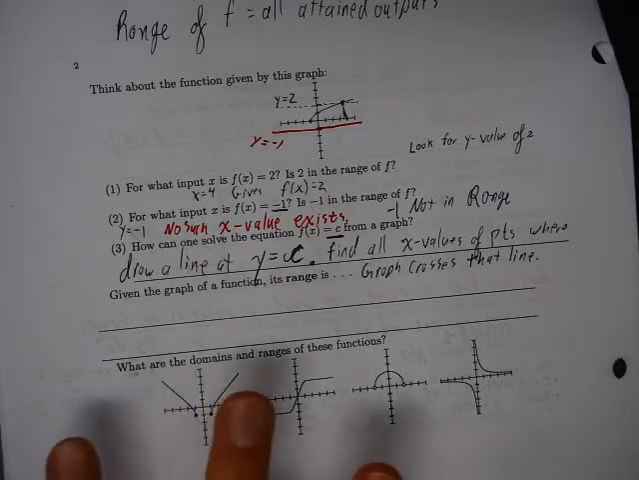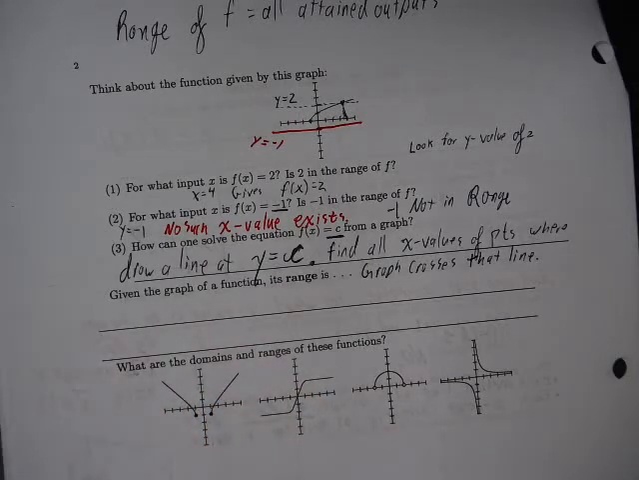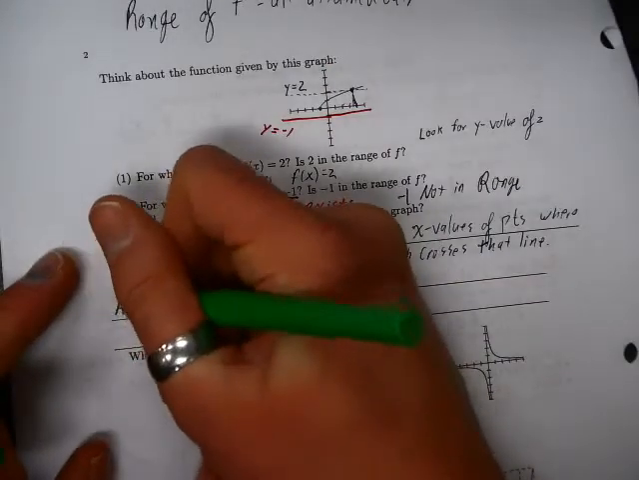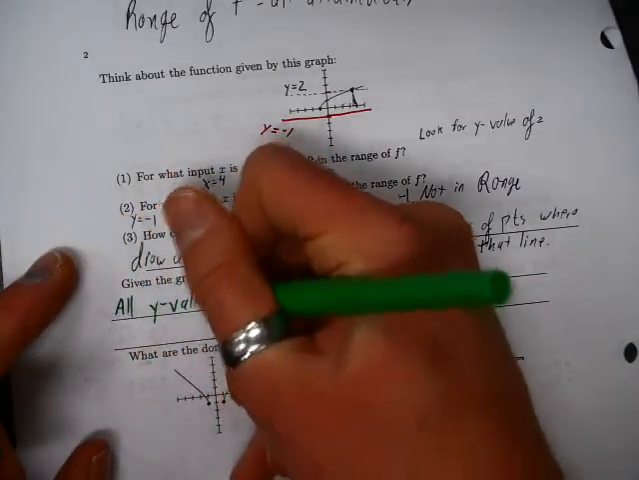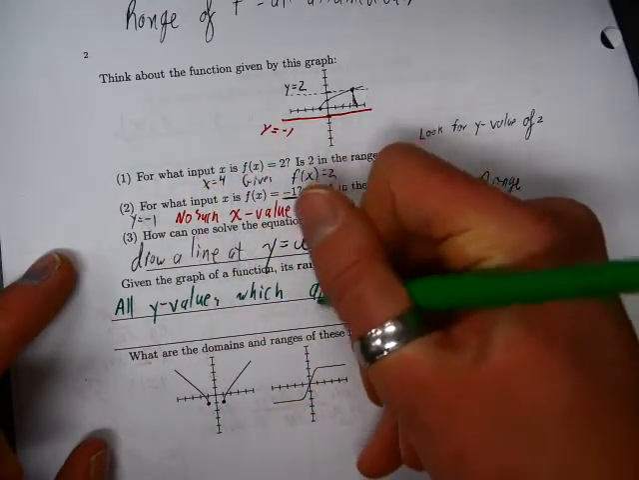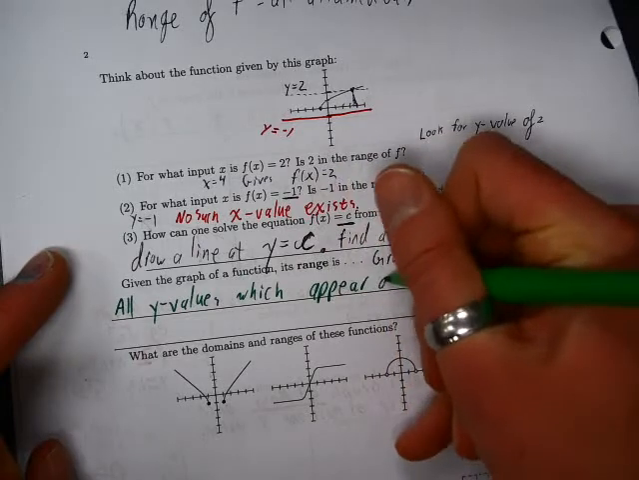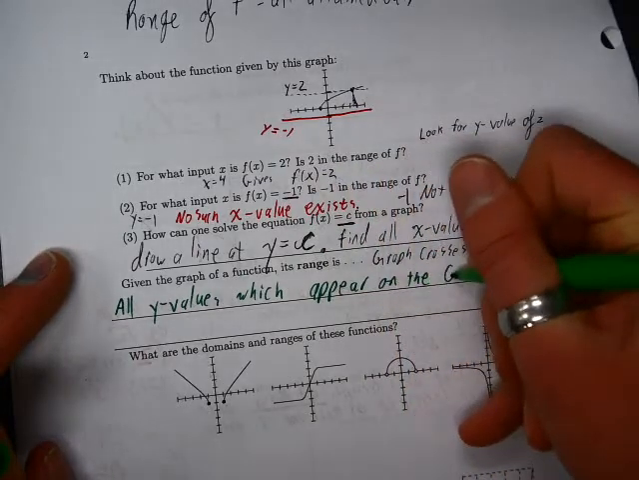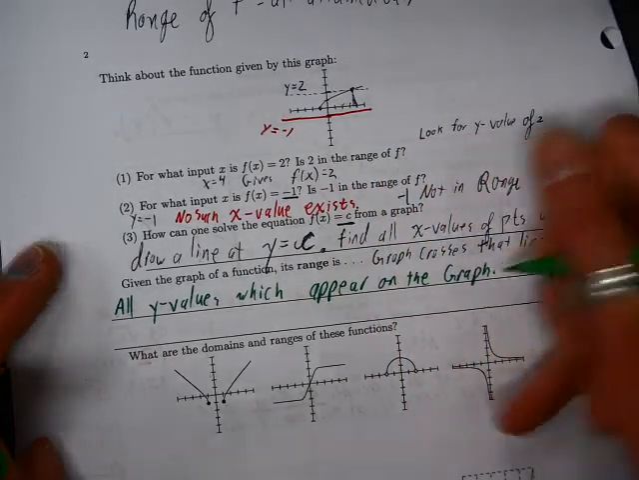But there's something generally true here, right? So if there are no x values that correspond to a y value, that means that y value isn't in the range. But if that y value is hit by some x value, then that y value is in the range. So if you want to know the range of a function, it's just all y values which actually appear on the graph. That makes sense?